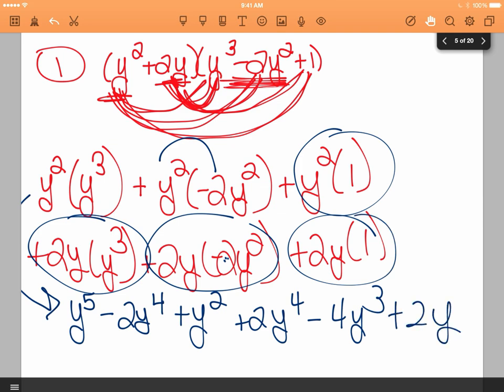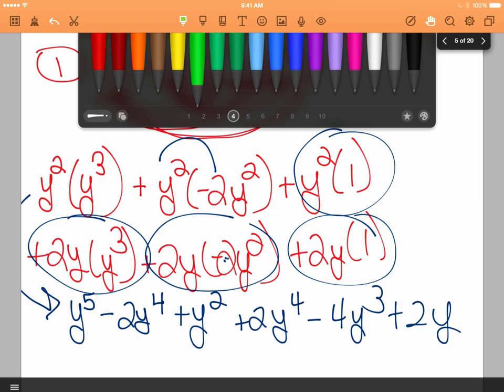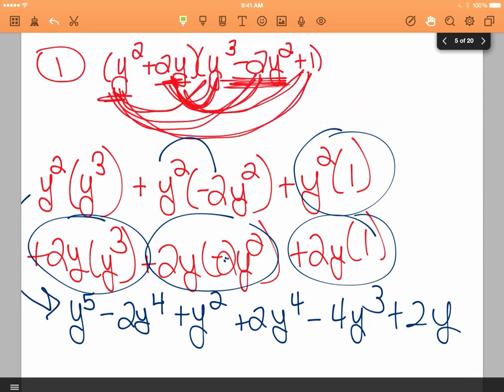And then you look to see if there's any terms that are the same, that can be combined. So there's no other y to the fifths in here, so y to the fifth stays. Let's look for 4s. I have a fourth power here and a fourth power here. So I have negative 2y to the fourth and positive 2y to the fourth. So that goes to 0.